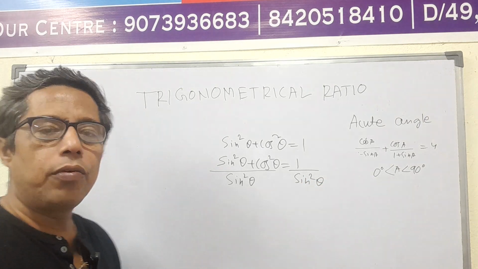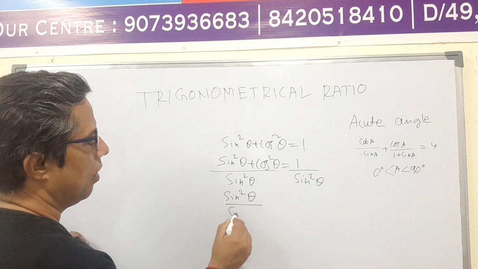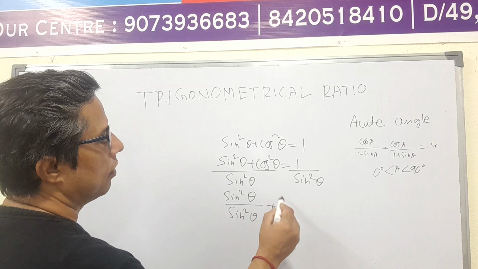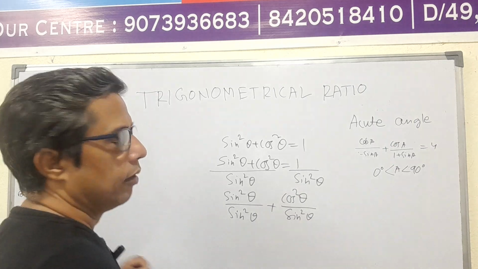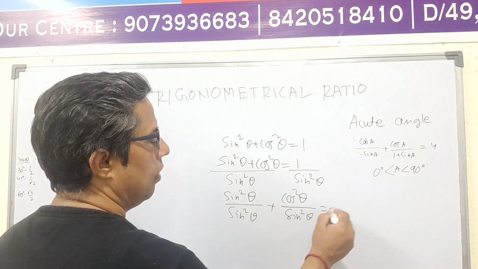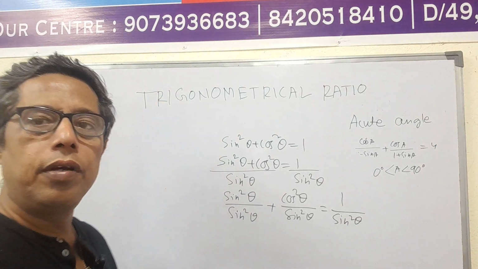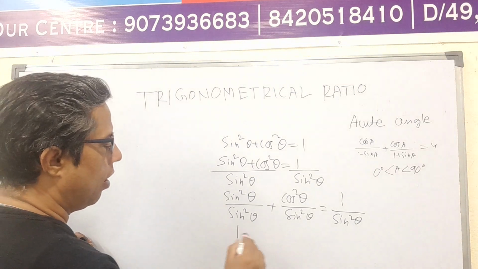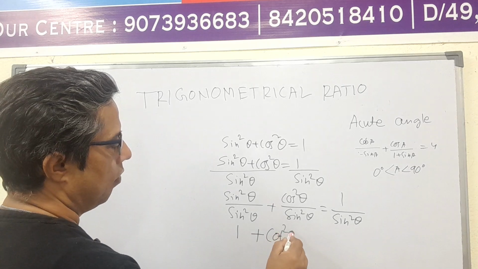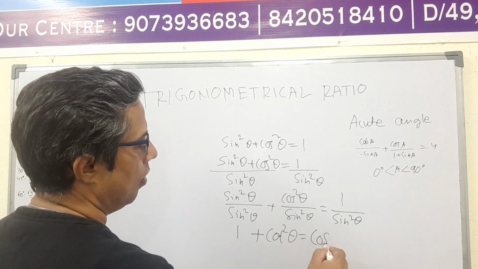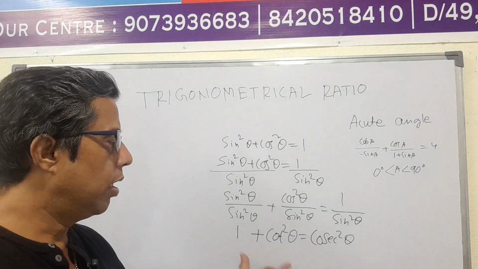Now what am I going to get? Here I will get sin square theta by sin square theta plus cos square theta by sin square theta, and here it will be 1 by sin square theta. So it will be 1 plus cot square theta is equal to cosec square theta. So you got one more relation. You don't have to remember it.